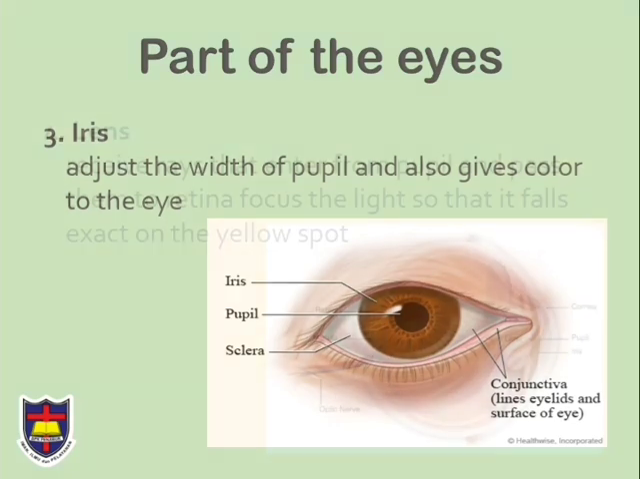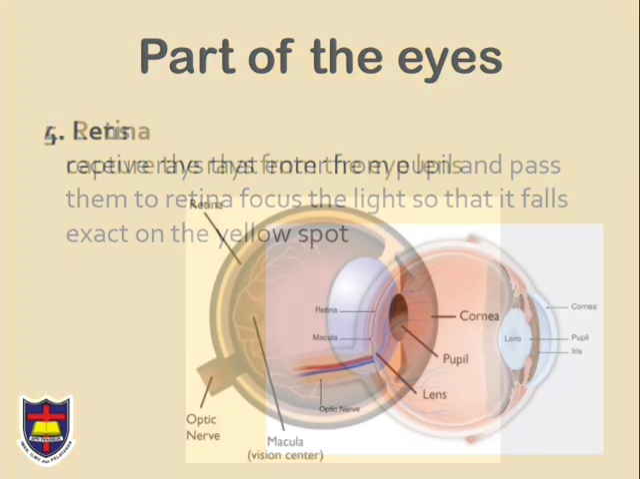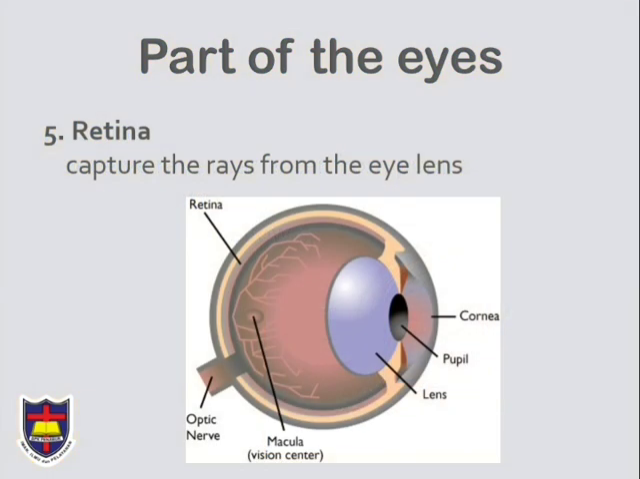Part of the eyes number 4 is lens. The function of lens is to receive rays that enter from the pupil and pass them to the retina, focus the light so that it falls exactly on the yellow spot. Part of the eyes number 5 is retina. The function of retina is to capture the rays from the eye lens.